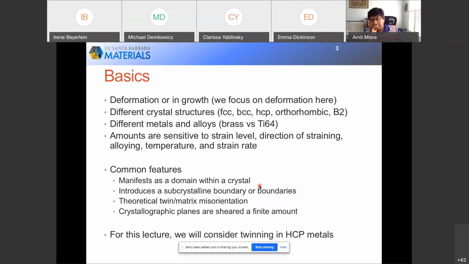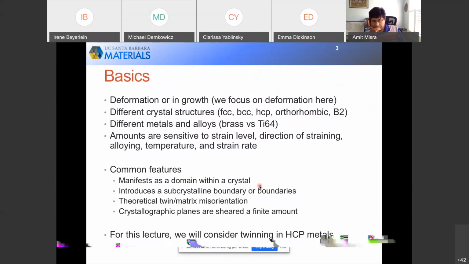With that, let me now mention that while we could learn about twins in different kinds of crystal structures, this will be focused on deformation twinning in hexagonal close-packed metals. The reason for this is that in hexagonal close-packed metals, twinning is a prevalent mechanism. So you don't need extreme conditions like very cold temperatures in order to see a large amount of twins. And so it's been a nice material class in order to study.